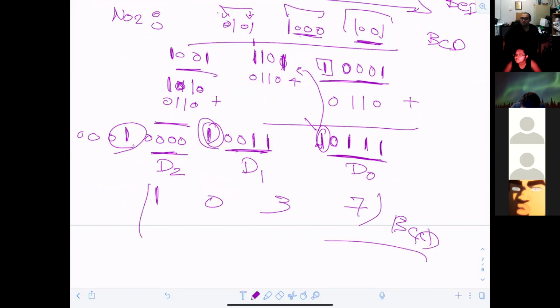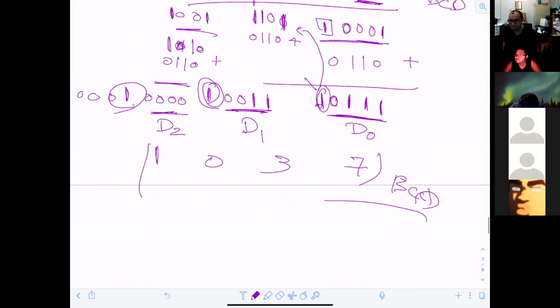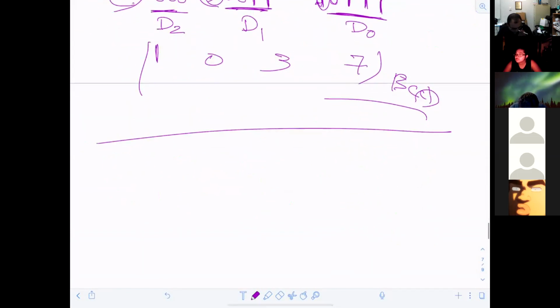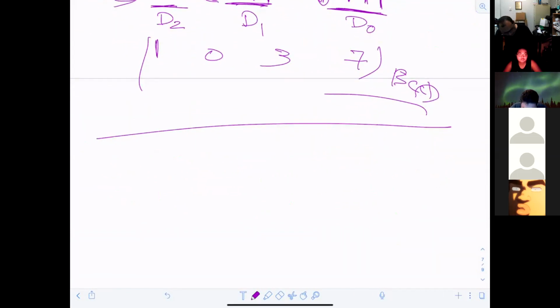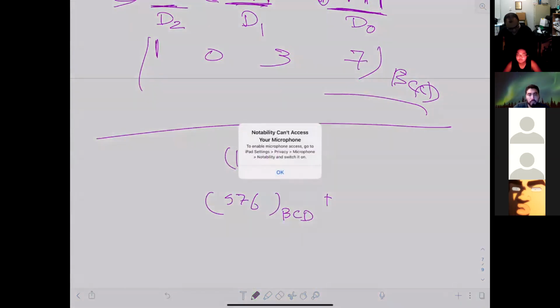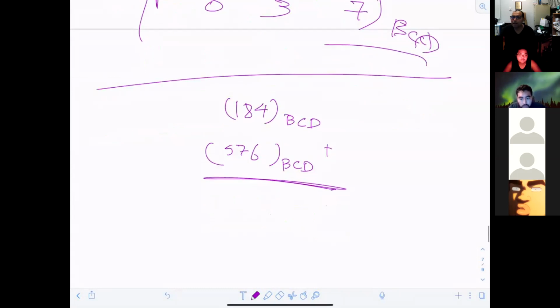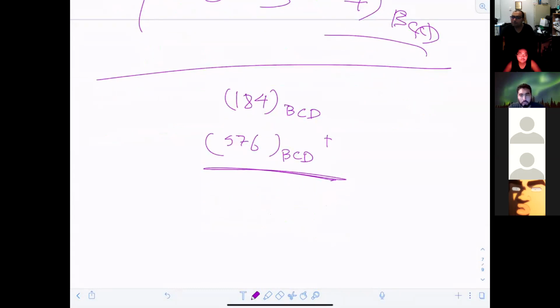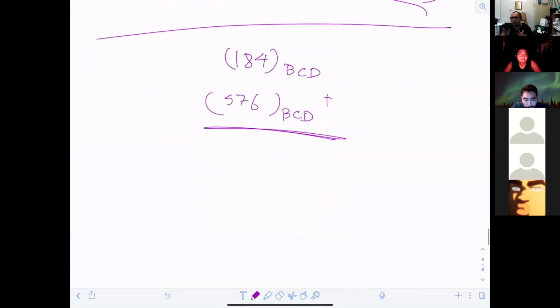Let's do another example. I love examples. So example number 2. What does the example say? I have 184 in BCD added to 576 in BCD as well. And I would like to see what the output is, right? I will go in binary. I can do it in any way, but I like binary. It's good for you to practice binary because the computer works in binary.